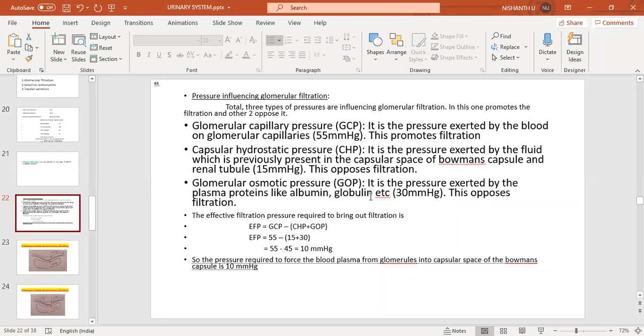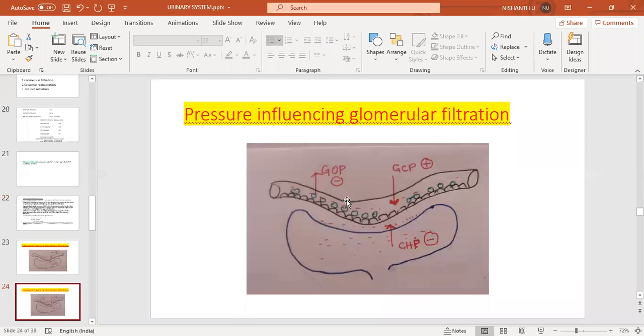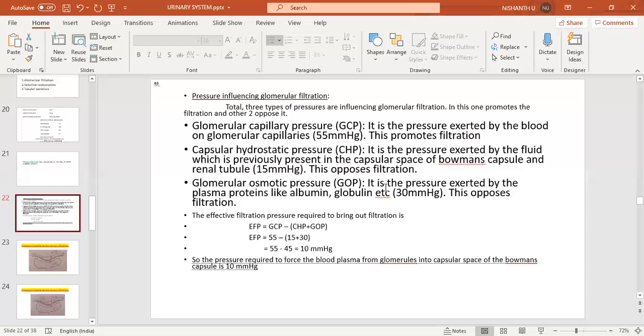It is the pressure exerted by the plasma proteins like albumin, globulin, etc. This opposes the filtration. For example, you can see that the blood is moving. The green color ones are the proteins, large sized proteins. They will be there on the surface of the capillaries, and thereby they will slow down the movement of the filtrate, that means slow down the movement of the substances which will get filtered. Because they are present on the surface of the capillaries, this is the negative pressure, glomerular osmotic pressure. I repeat again, the third one is the pressure exerted by the plasma proteins like albumin, globulin, etc. On the surface of the capillary, this opposes the filtration. It is around 30 mmHg.